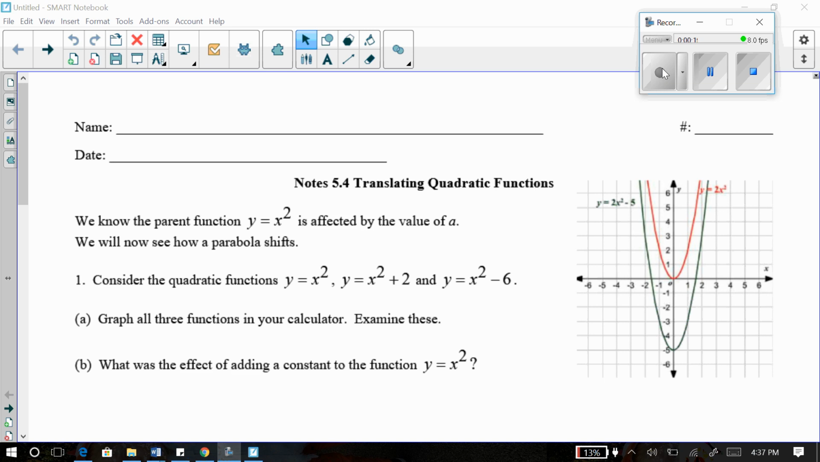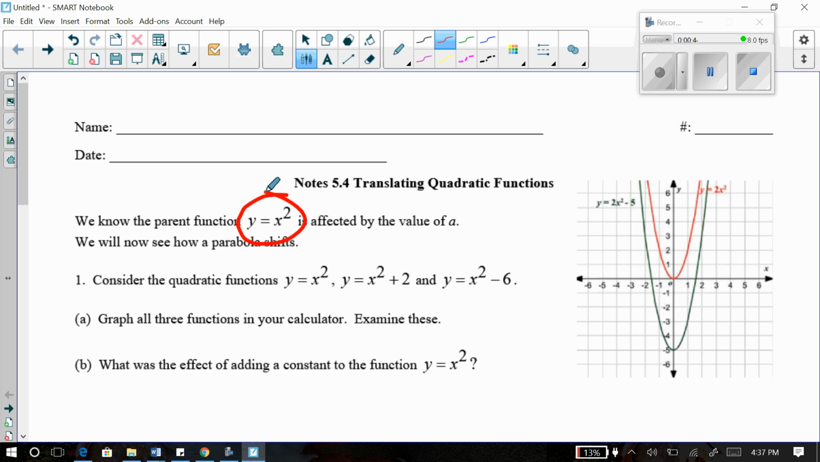So last time we looked at how graphs got wider or narrower, so fat or skinny. But again, we use those words wider or narrower. Now we're going to look at the graphs move up, down, left, and right. So we talked about how our parent function is y equals x squared. That's how all graphs are made based on this graph right here.